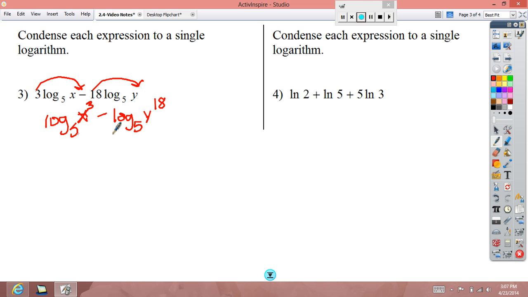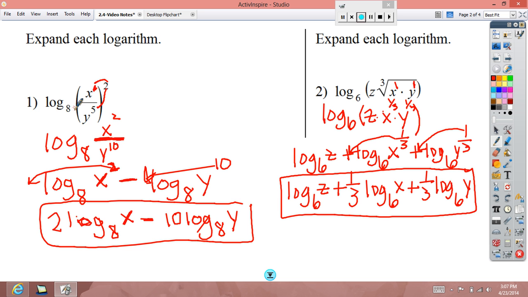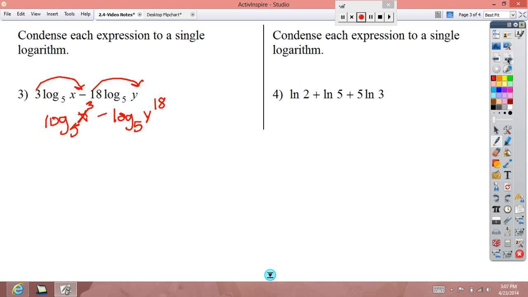But I still have 2 terms, and so I need to make them into 1. I have the same base, and remember, just like these started as 1 term, right? So they only had 1 log base 6, 1 log base 8. So the same thing here. I have log base 5, and only 1 of them when I'm condensing, because I'm condensing into 1 term.